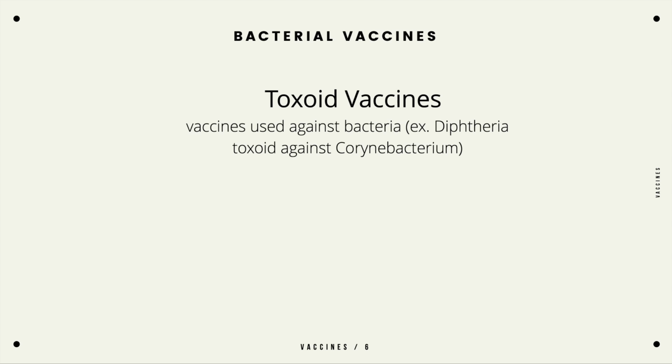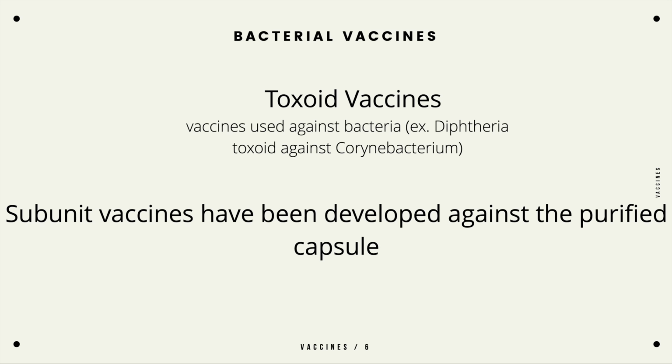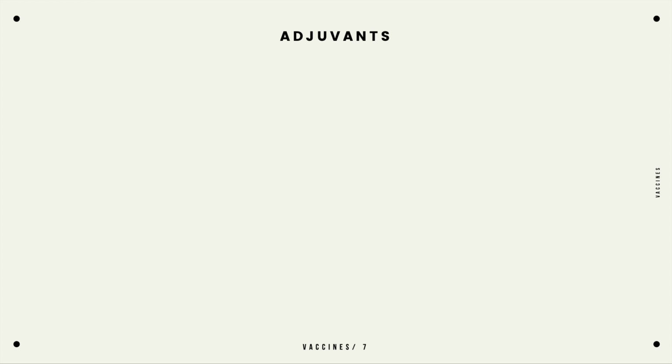Many other bacteria have very pathogenic capsules, and a pathogenic capsule is a polysaccharide structure covering the surface of the bacteria. This structure is not immunogenic in that it cannot activate complement very well, but it can elicit an immunoglobulin response. Therefore, subunit vaccines have been developed against a purified capsule. Often, these are administered as conjugate vaccines, where the capsule is conjugated to a carrier protein to make the capsule more immunogenic. Let's quickly talk about adjuvants.